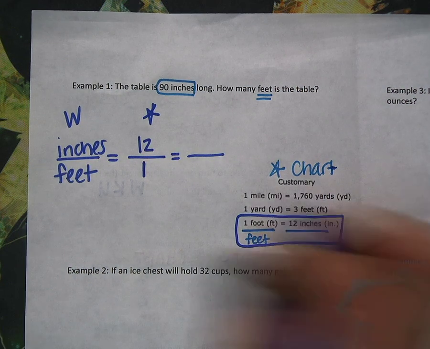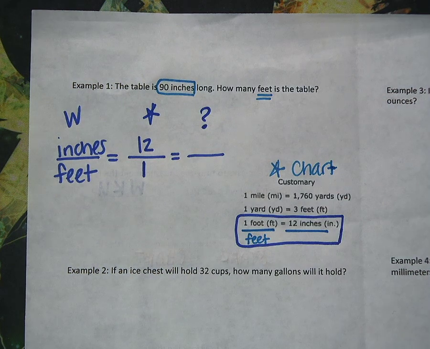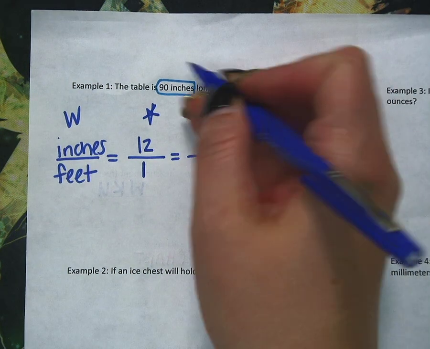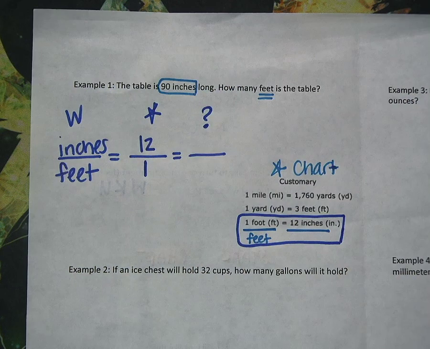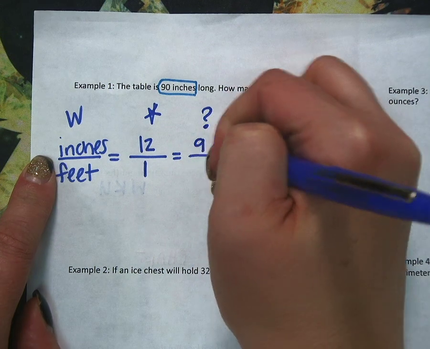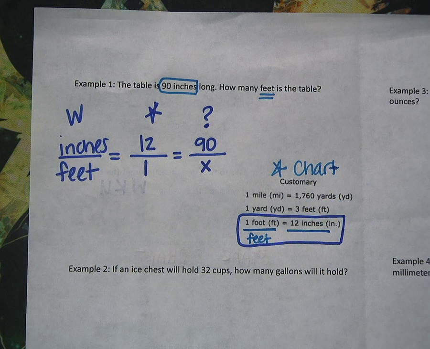Okay. And then the last number is going to be the number that is by itself. So that is going to be my question. So what was my question? My number was 90 inches. So inches is on top. So I'm going to put 90 on top. And this is X. Okay?